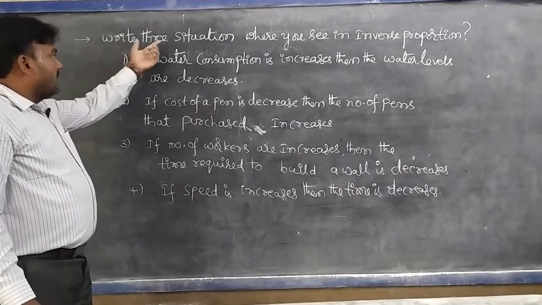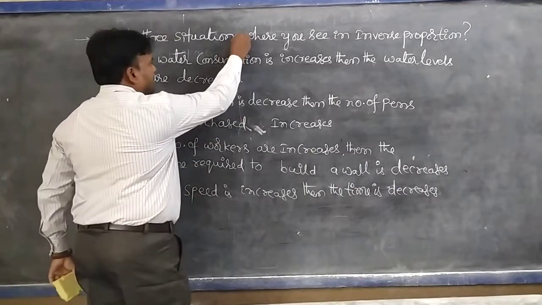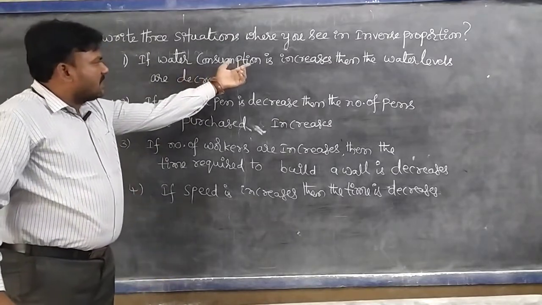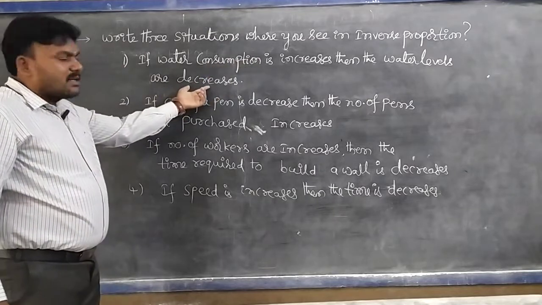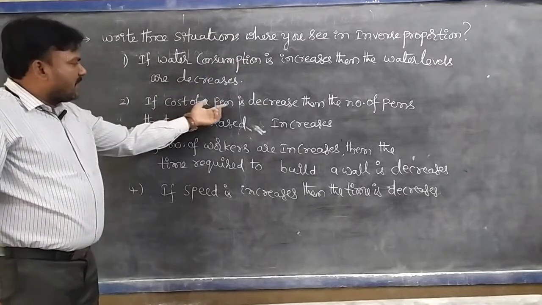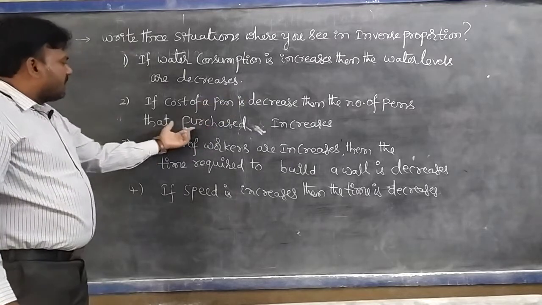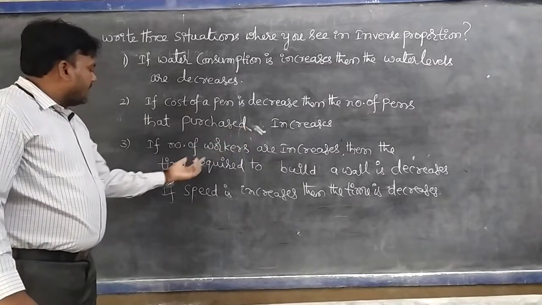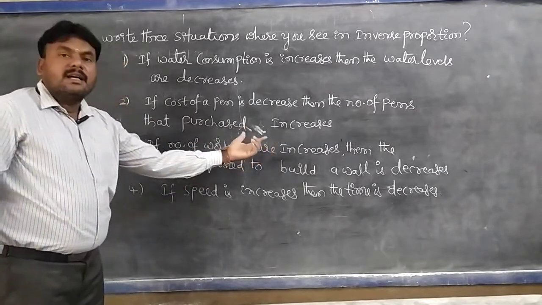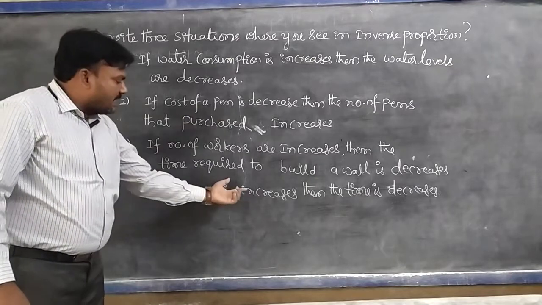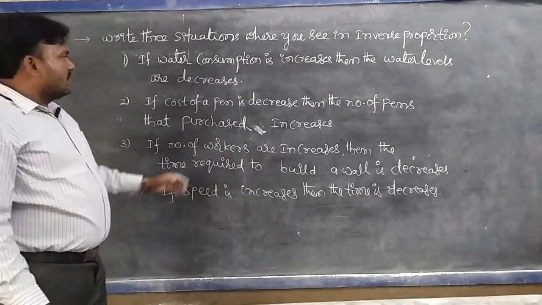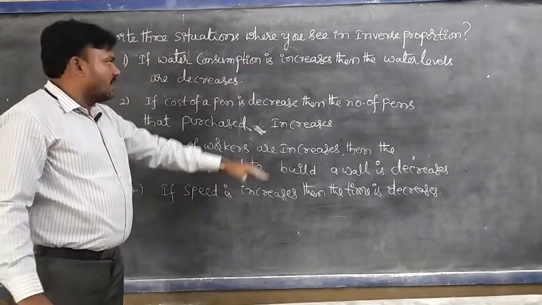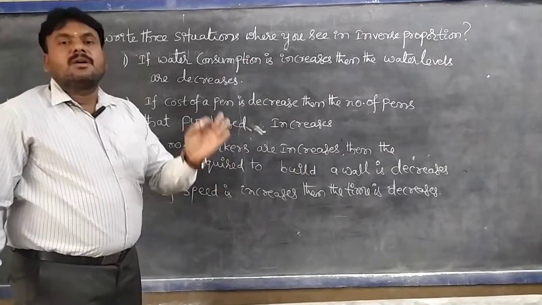Once observe here: write three situations where you see inverse proportion. First one, if water consumption increases, then the water levels decrease. Second one, if the cost of a pen is decreased, then the number of pens purchased increases. Third one, if the number of workers increases, then the time required to build a wall decreases. And also if speed increases, then the time decreases. So here in all examples one quantity increases, the other quantity decreases. That's why all situations are in inverse proportion.